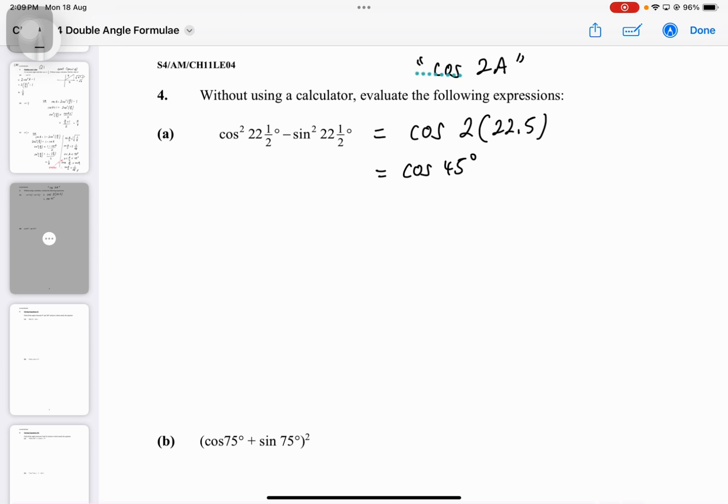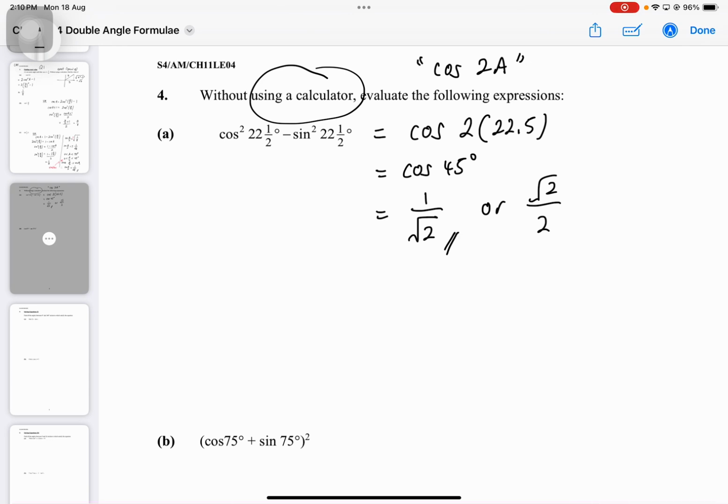Is this your favorite special angle? Yes. So take your calculator, press cosine 45. What do you get? You get 0.7 something. 1 over root 2, or some of you like to rationalize, root 2 over 2. Put it in exact form. Keyword again, without using your calculator.